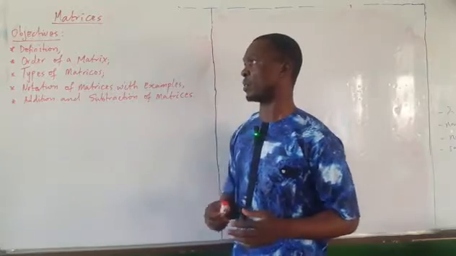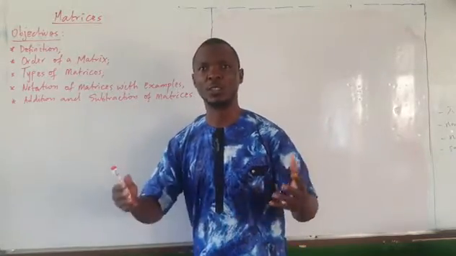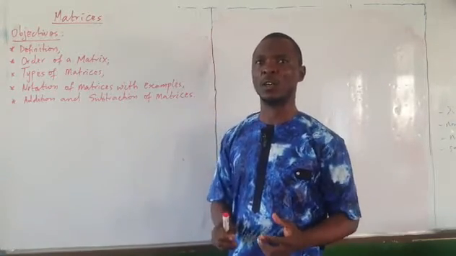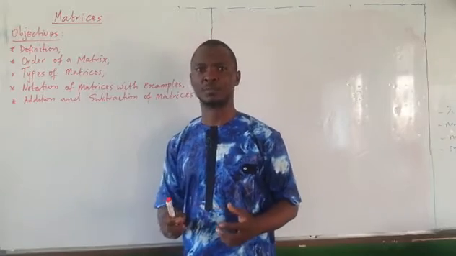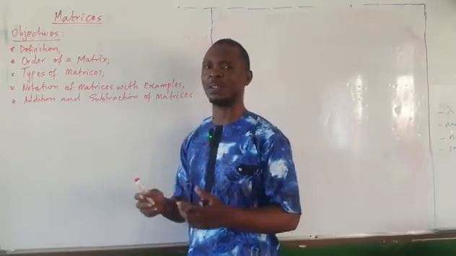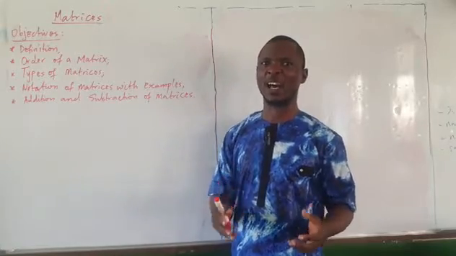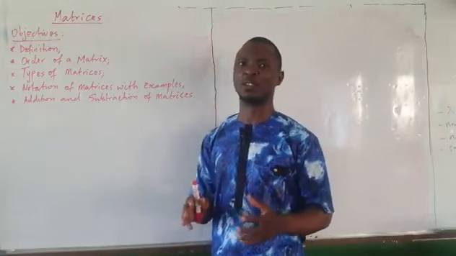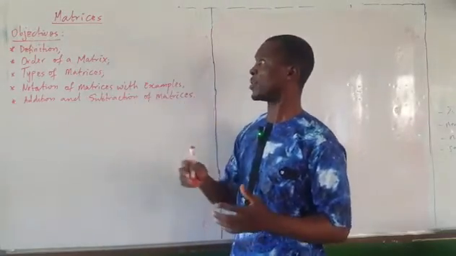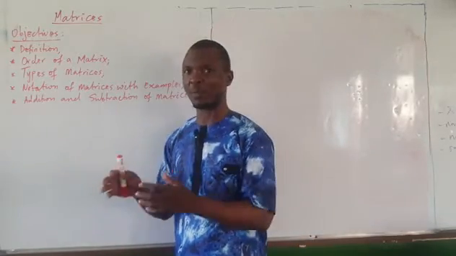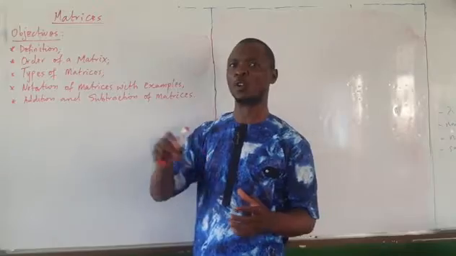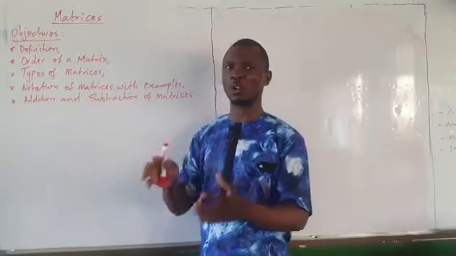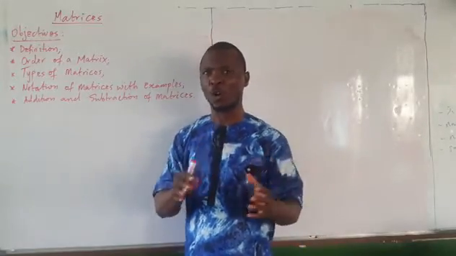Starting with the first objective, that is the definition of a matrix. So what is a matrix? A matrix is a set of numbers arranged in rows and columns to form a rectangular array or pattern and enclosed inside a curved bracket. Let me take it again. A matrix is a set of numbers arranged in rows and in columns to form a rectangular pattern or array and enclosed inside a curved bracket.